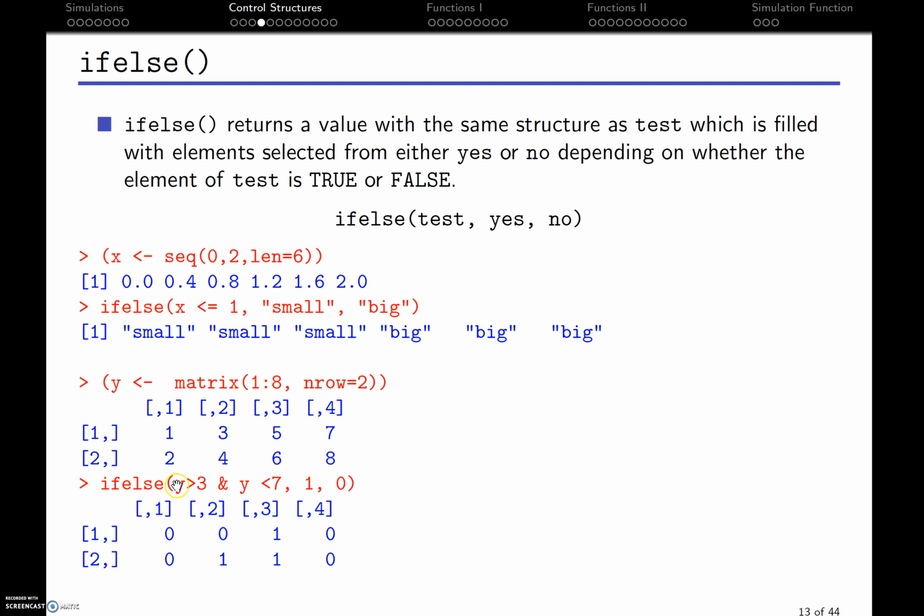So notice, if y is greater than 3 and y is less than 7, so that would include 5, 4, 6, then we're going to assign a 1. If it's anything else, like 1, 3, 2, 7, 8, then we're going to assign a 0. And that's exactly what we get down here. 4, 5, 6, those positions get a 1.